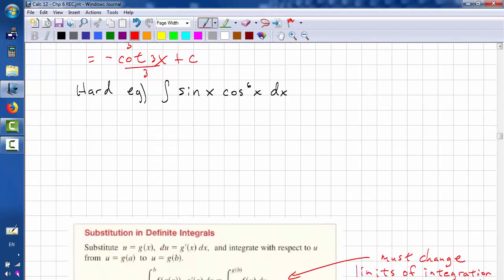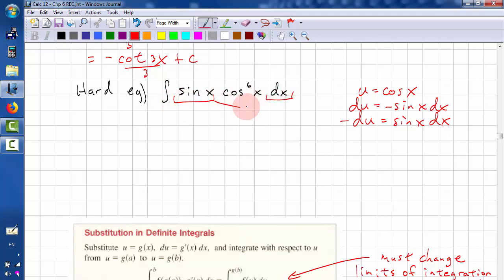Okay, let's try a hard difficulty question. Now, we could try to let this be u, or let this be u. If we let this be u, we're going to have a difficulty substituting this in. So we're going to let u be cos x. du equals negative sine x dx. We have sine x dx, so we want to move the negative sign over here. So this combined is our du.